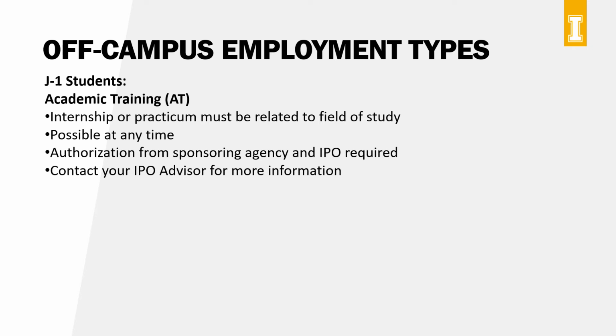J-1 students that wish to work off-campus must apply for academic training before they begin working. Academic training is an internship or practicum opportunity that is related to the student's field of study. This type of authorization must be authorized by the sponsoring agency or IPO. Contact your IPO advisor for more information about academic training.